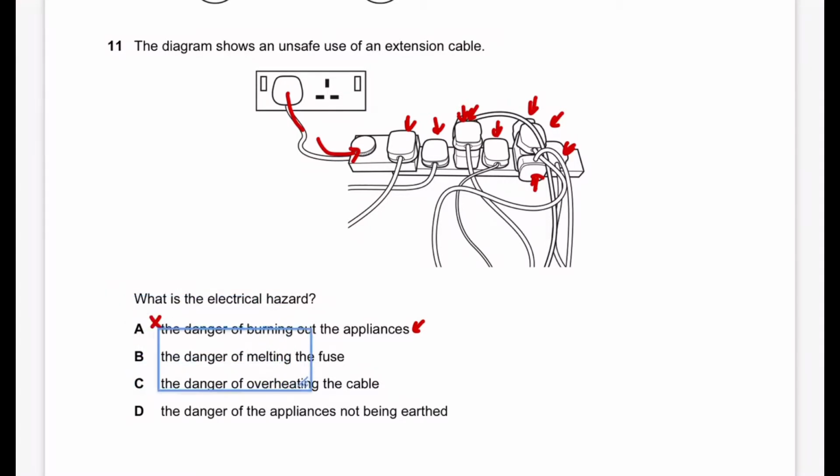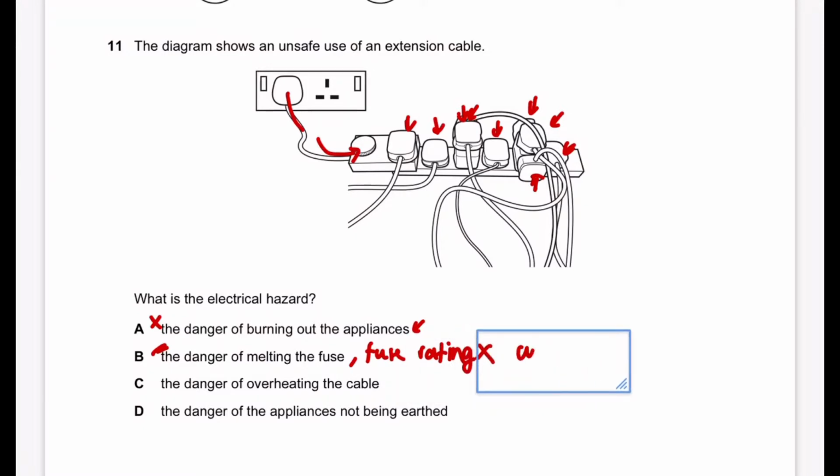B, the danger of melting the fuse. In this case, we do not know the fuse rating, nor do we know the value of the current flowing into this extension cable. So it may be dangerous, but who knows, maybe the fuse rating is low or high. We don't know. In this case, no.